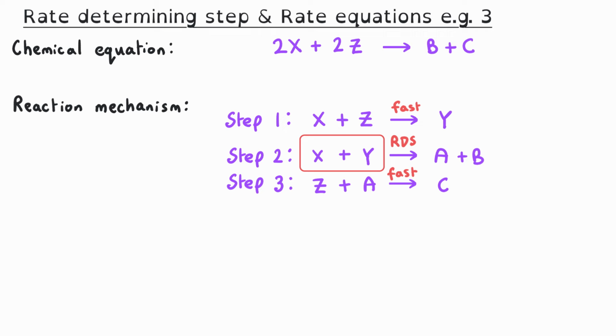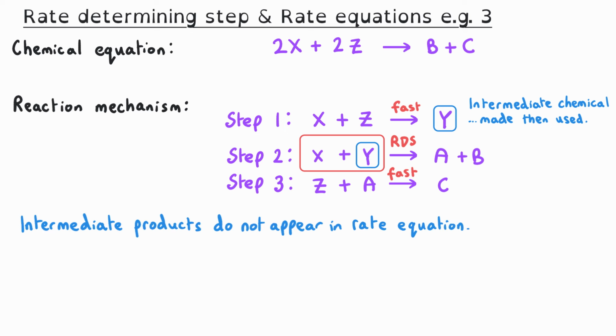But here we have a problem because we've got chemical Y as a reactant in step 2, but chemical Y is not a reactant in the overall chemical equation. And in fact, chemical Y is an intermediate chemical, and that means it is made during the reaction itself and then used up in a later part of the reaction.